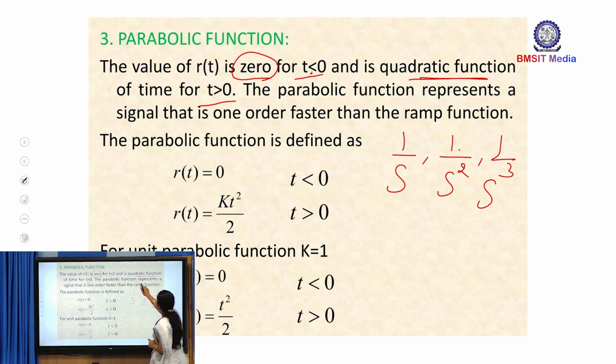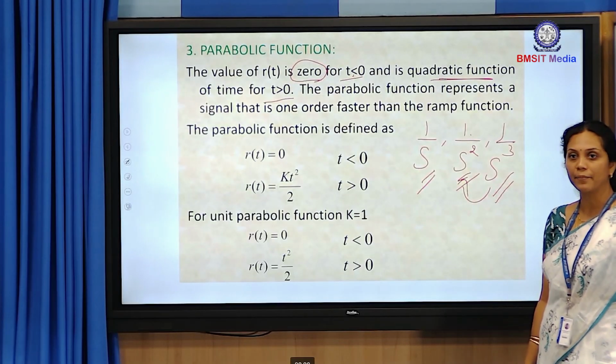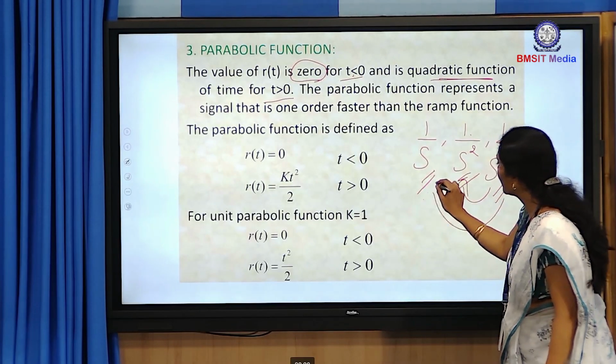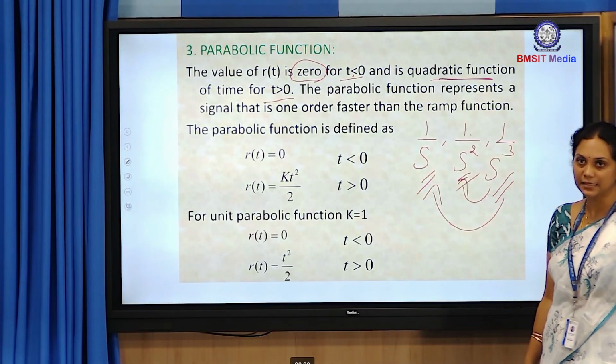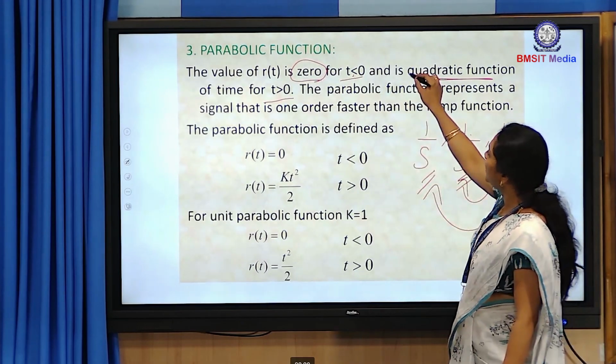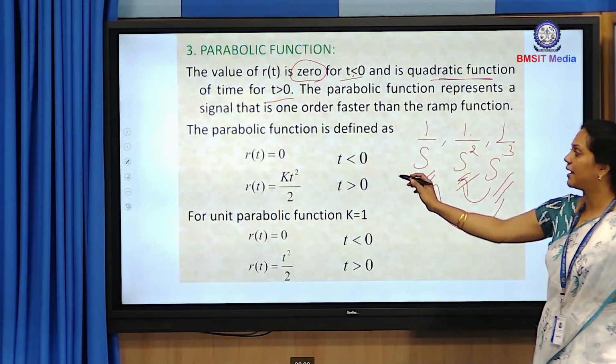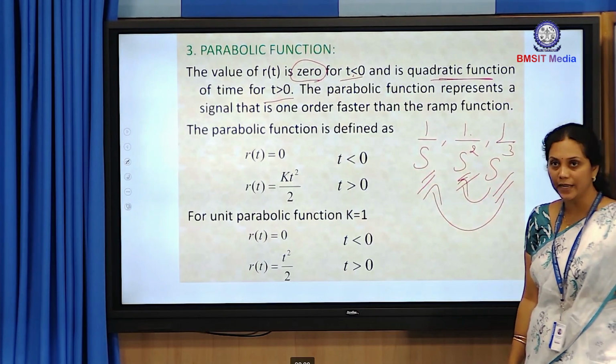Now this parabolic function represents a signal that is one order faster than the ramp function. You can see here, the ramp function was one order faster than the step. The parabolic is one order faster when compared to your ramp and 2 orders faster when compared to your unit step. Now, according to this particular definition, let us write the mathematical equation.